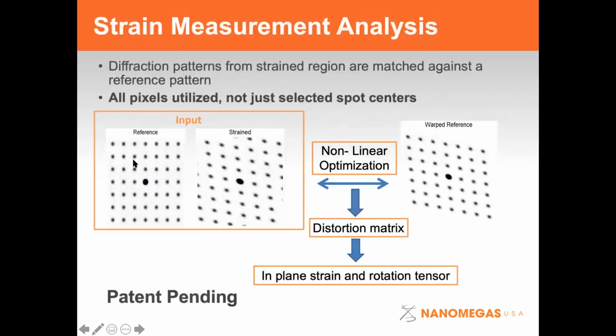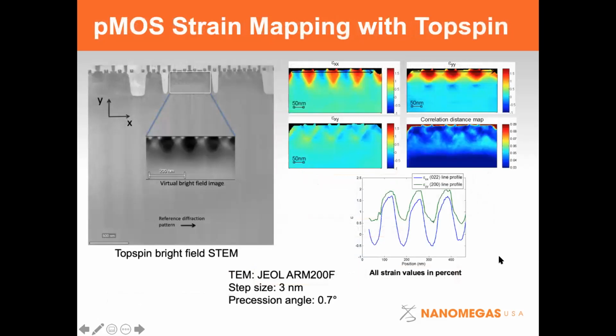And so what do we do? We take a reference area, like in the previous slide, it would have been bulk silicon, and you compare that to a strained area, and then you get a distortion matrix, which allows you to figure out what the strain was in the sample.